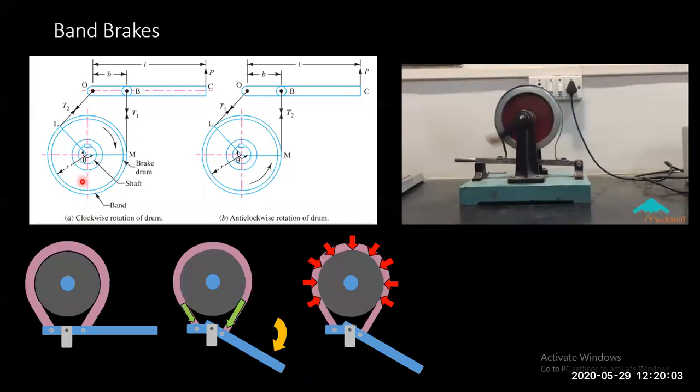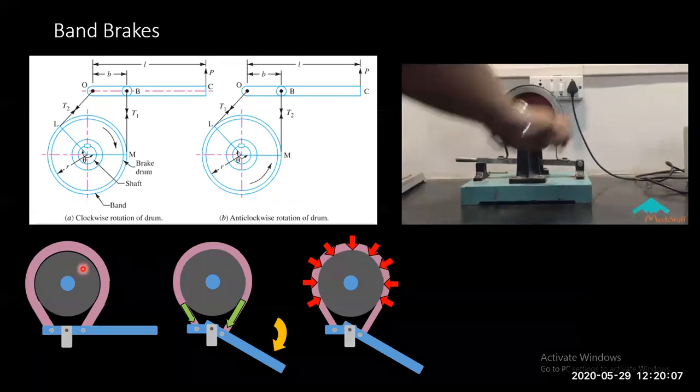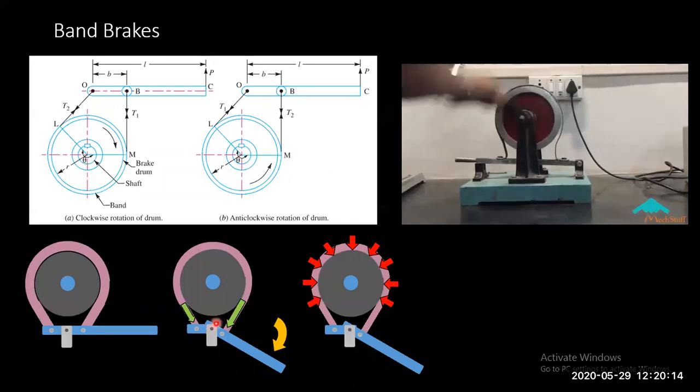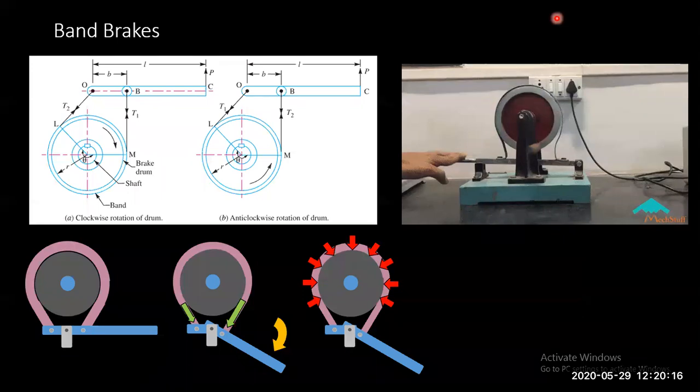This is the simple band brake, which you can see here in white, and the one which you see below is band and block. So this small block which is kept aside, separated from the main link, is called the band and block brake. But the working principle is pretty straightforward.